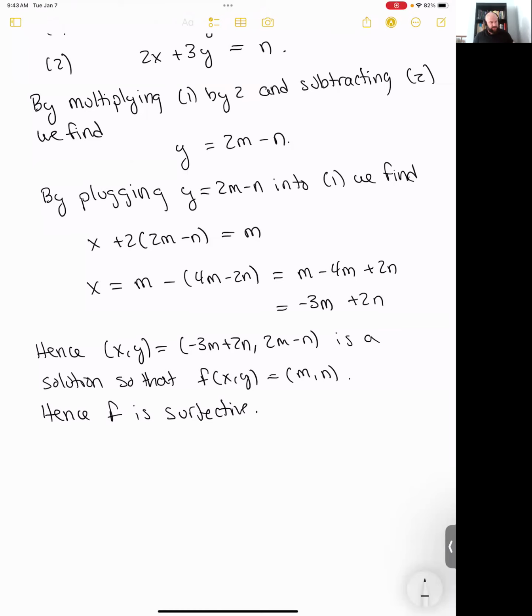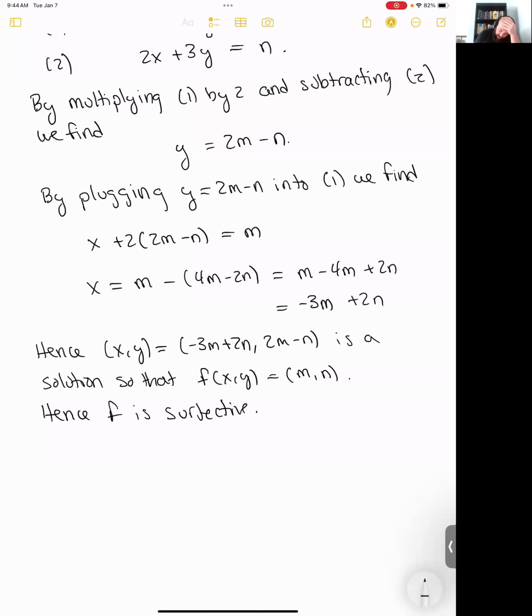Okay, so I just want you to note that in order to show surjective here, we boiled it down to solving a particular system of equations. And once we found that there was a solution, that is the thing that you plug into the function to map onto a particular value in the codomain, right? Okay, so now f is surjective.